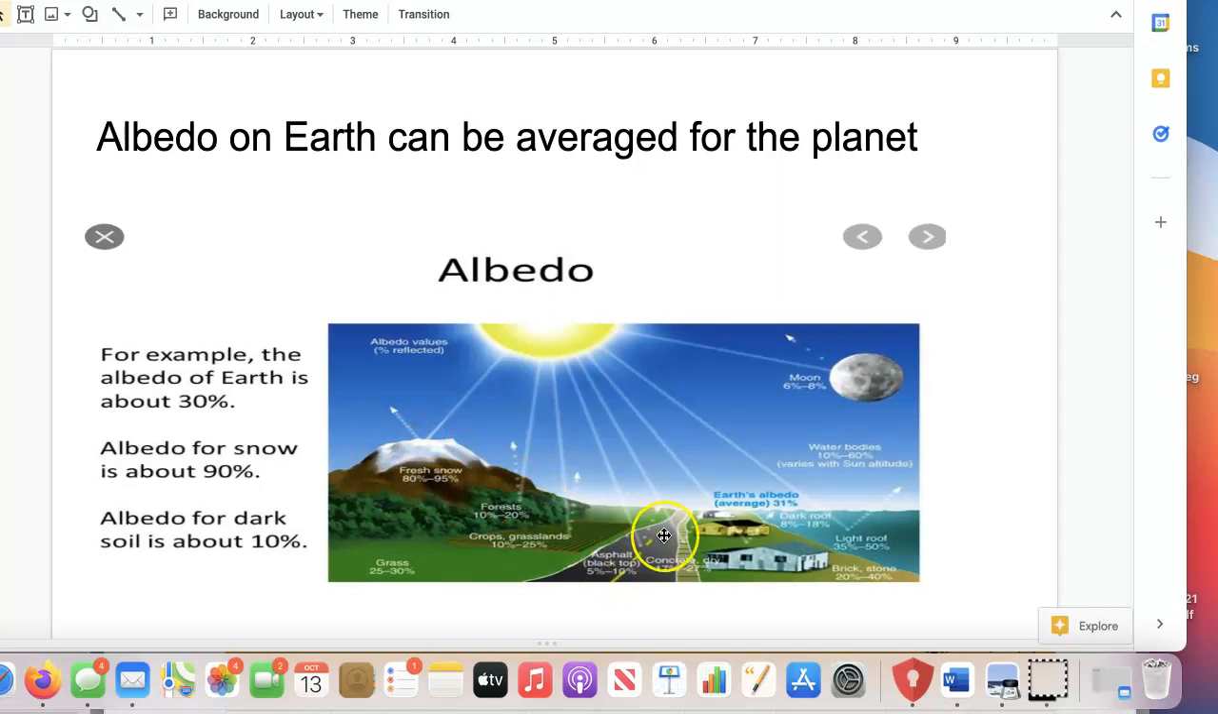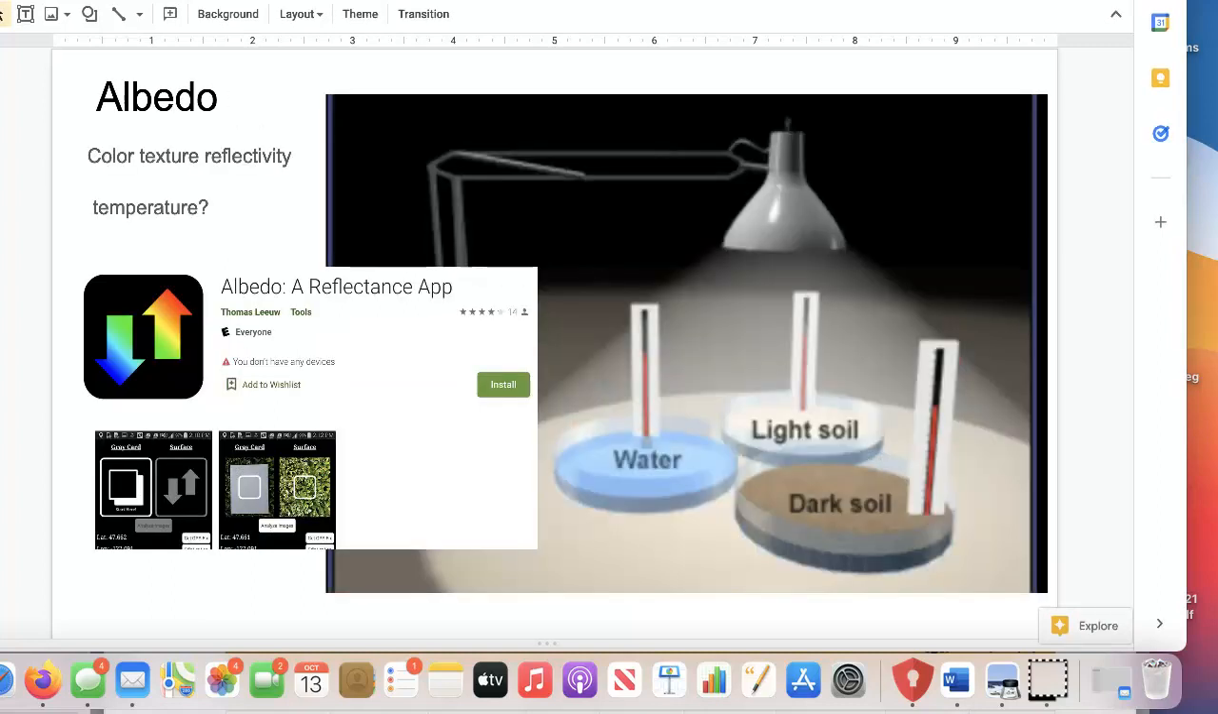Dark soil or roads get hot when the sun hits them. When you're walking barefoot in the summer on a hot road, it's because it has a low albedo and it's not reflecting the light, it's absorbing the energy from the light. So that's an important factor that you're going to plug into a formula, an app that you're going to use for your planet.